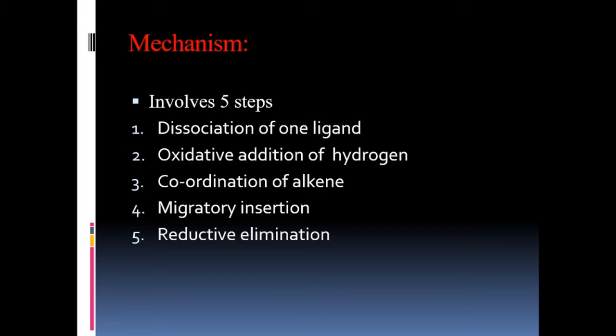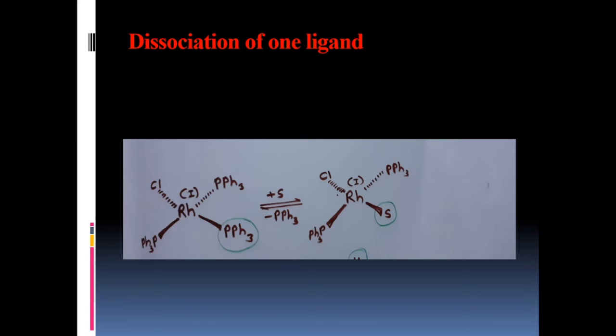Now, the mechanism steps for Wilkinson's catalysis. It has 4 to 5 steps: dissociation of one ligand, oxidative addition of hydrogen, coordination of alkene, migratory insertion and reductive elimination. These are the steps of the catalytic cycle. So, first is dissociation of one ligand.